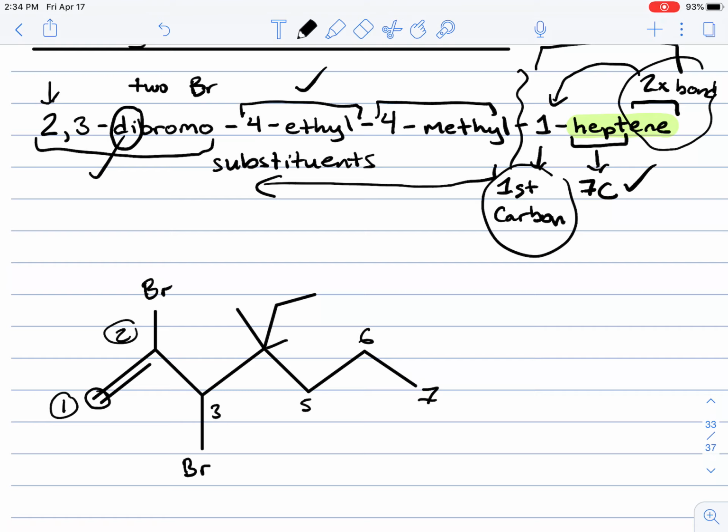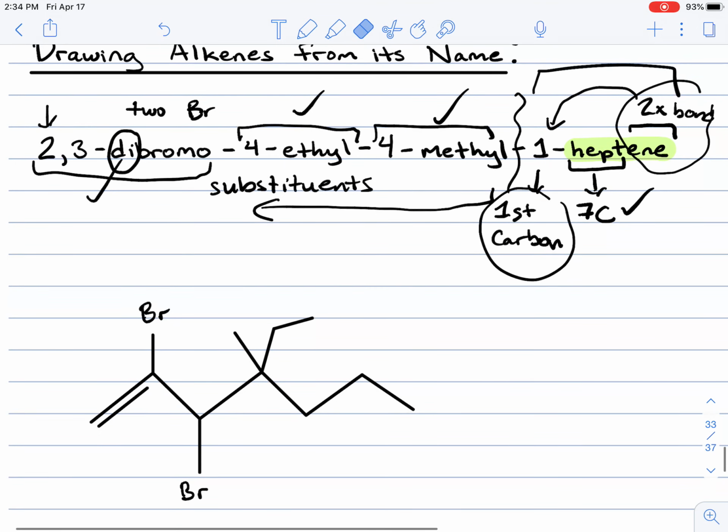Okay, so this is carbon 4. All right, and so we finished placing the substituent once we have the foundation down. And so I'm going to go ahead and erase all of these numbers just so it looks clean. I don't need them anymore because I've placed everything. And so this is the organic structure for this specific alkene.